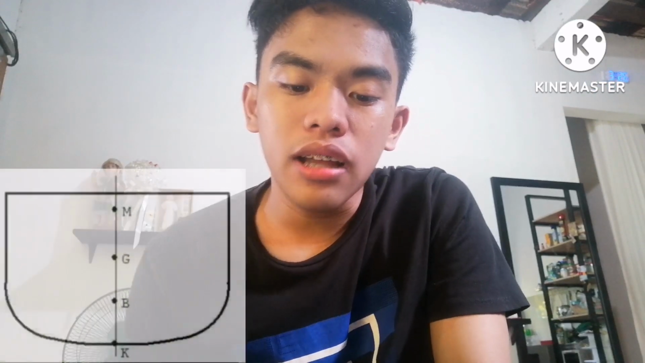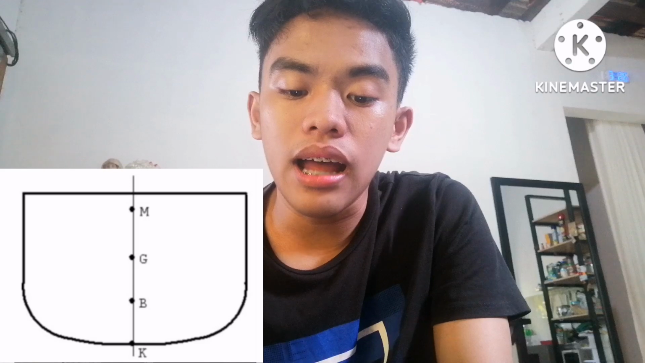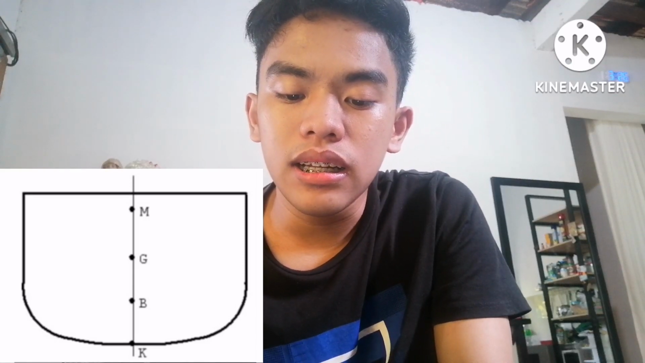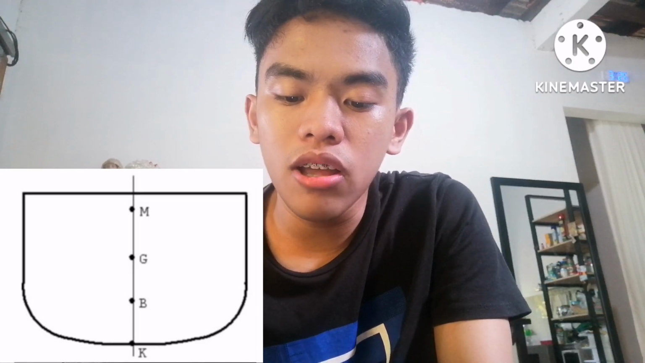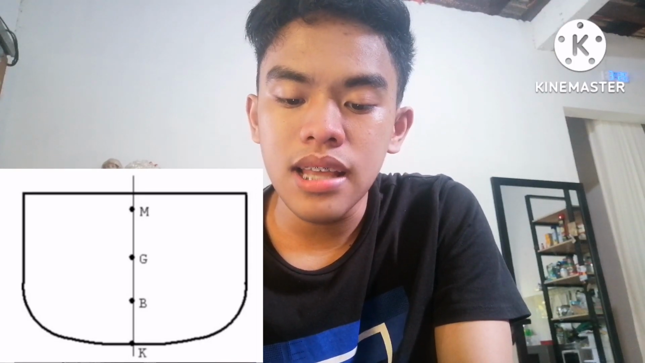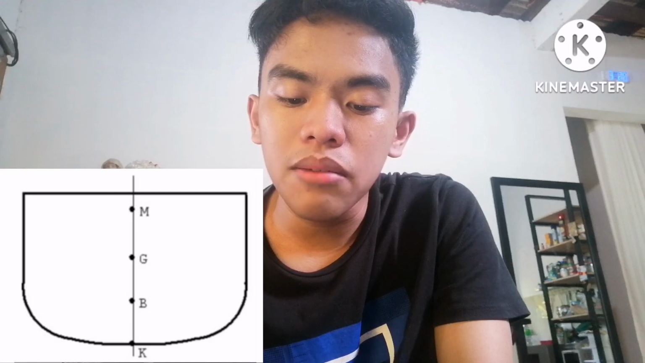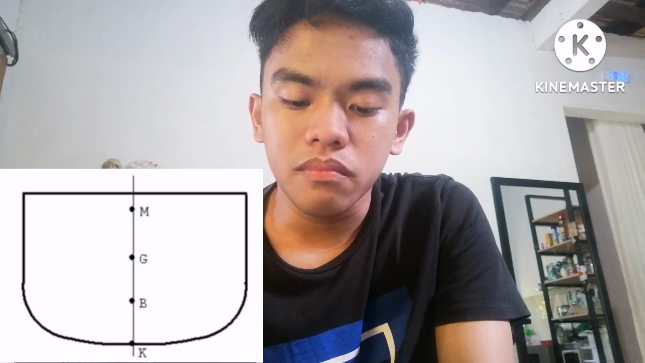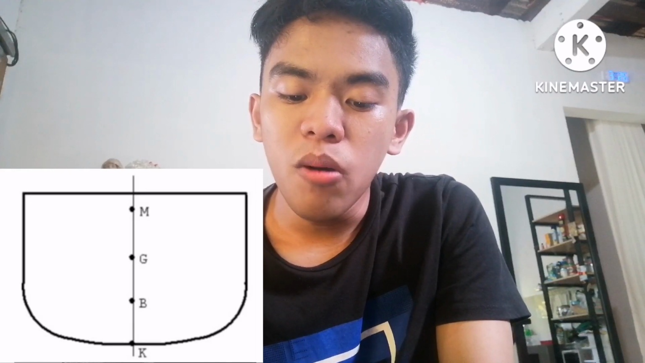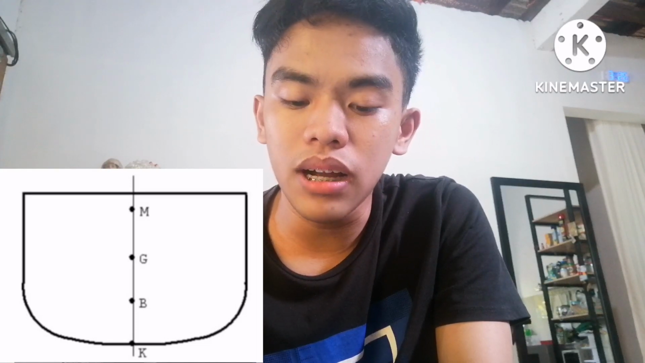5. These reference points are the metacenter, denoted by an M. This is the point where the lines of the buoyancy force intersect. The center of gravity, denoted by a G. This is the point through which the weight of the body may be assumed to act. The center of buoyancy, denoted by B. This is the center of submerged volume. The keel, denoted by a K.